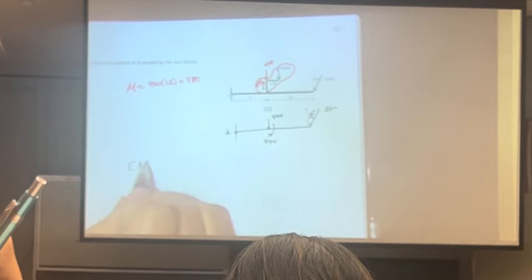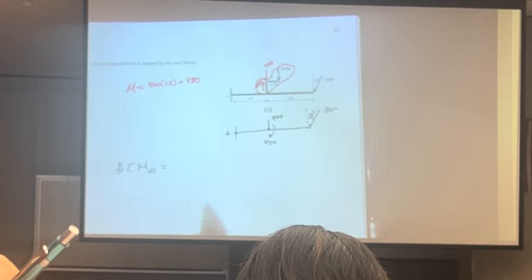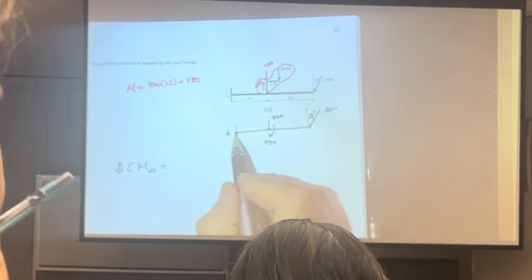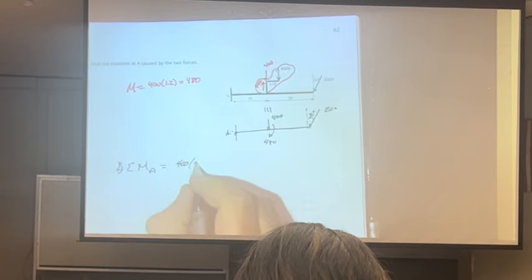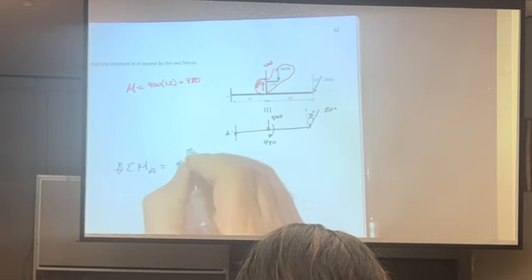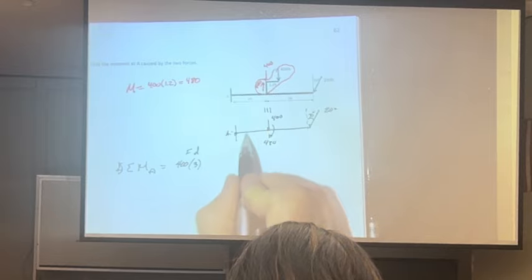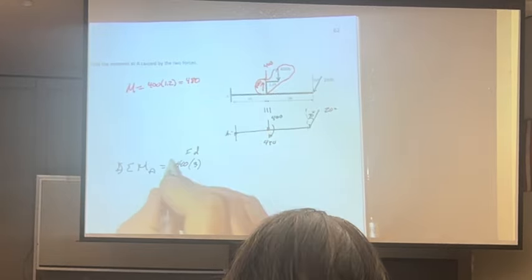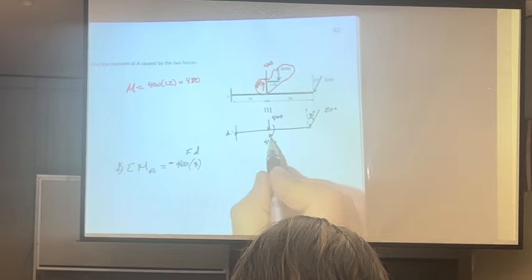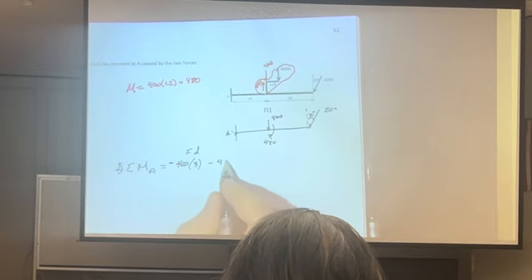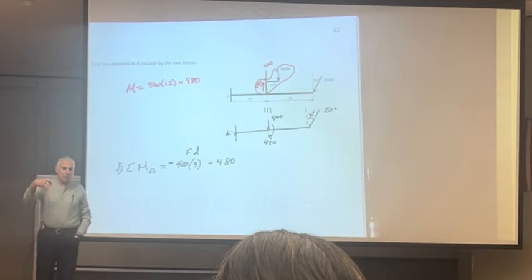Now I can say, hey, the sum of moments at A, I'm going to take counterclockwise as positive, is equal to 400 at A, that's going to be a distance of 3, so this is going to be 400 times 3. There's the force, there's the distance, right? And now this is creating a clockwise moment. That's a negative. This is clockwise. I just add that in, 480. A moment is a moment. You don't multiply it times 8. You just drop it in with the proper sign.